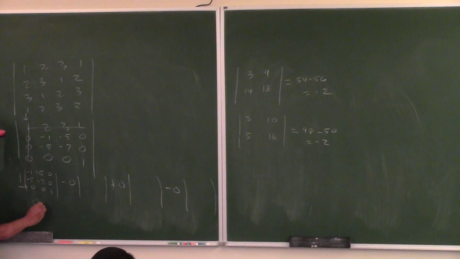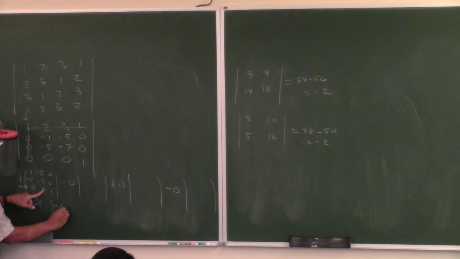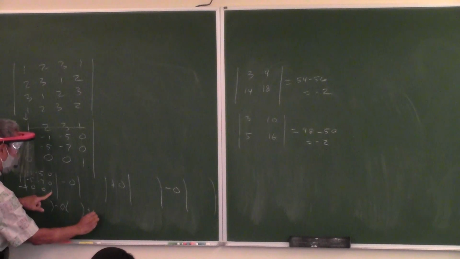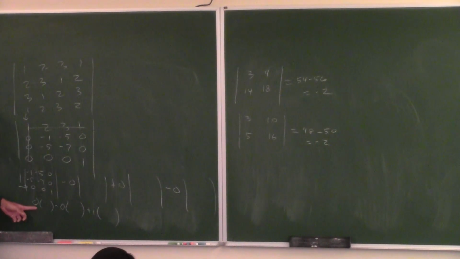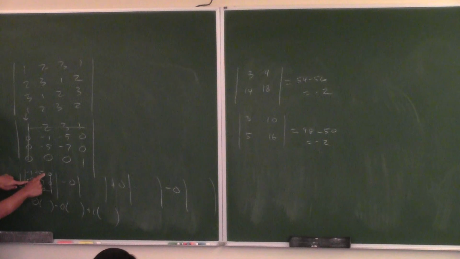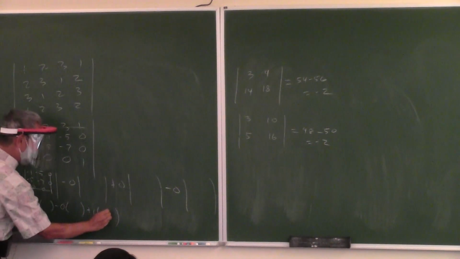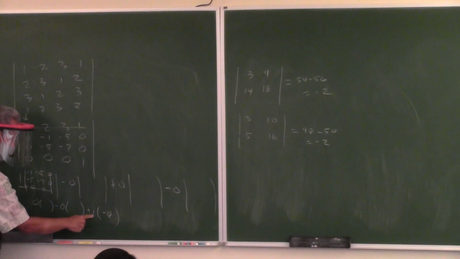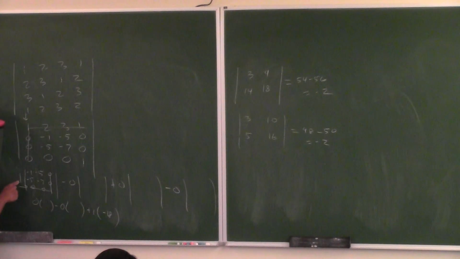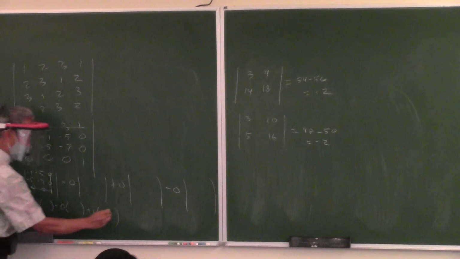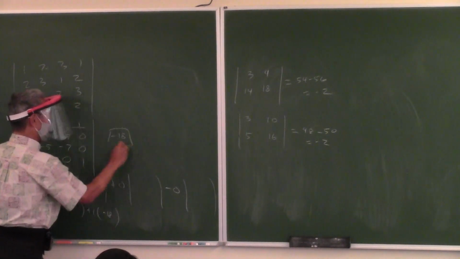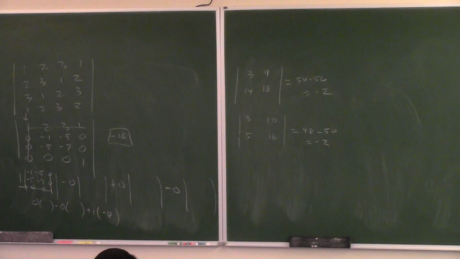Positive, so it's going to be 0 times something, minus 0 times something, plus 1 times something. Now, we don't care about these because 0 times anything is 0. So all you care about is this. And what is that? 7 minus 25. Negative 18. Negative 18 times 1, times this one, negative 18. The answer is negative 18.